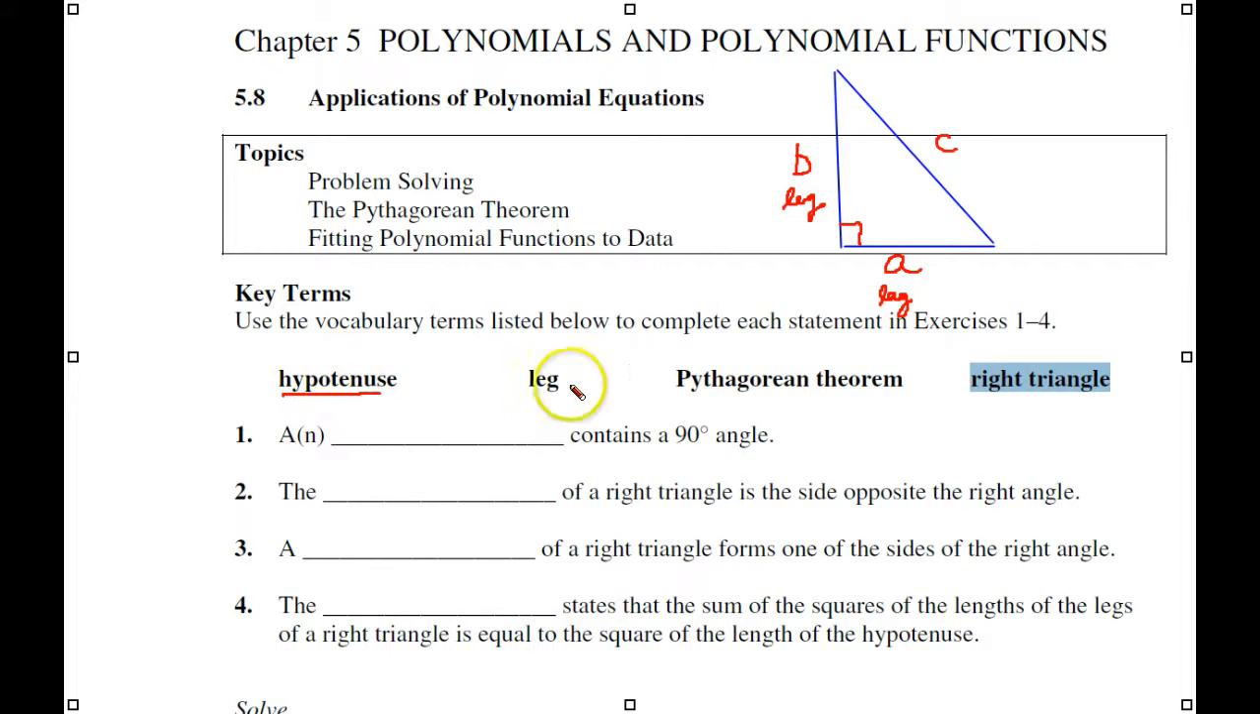And this Greek fella, Pythagoras, back in the old days, said that if you were to square this side, and square this side of a right triangle, it actually equals the square of this side, which leads us to the Pythagorean theorem: a squared plus b squared equals c squared. And that's what we'll be reviewing as we go on.